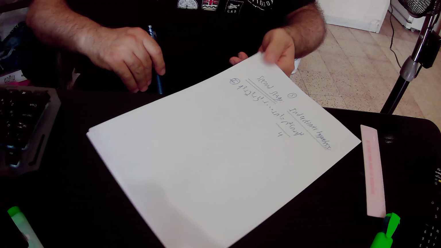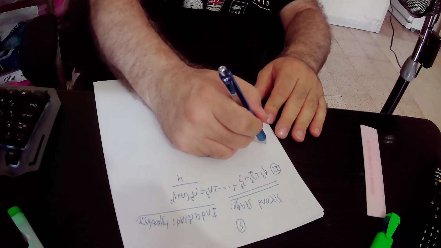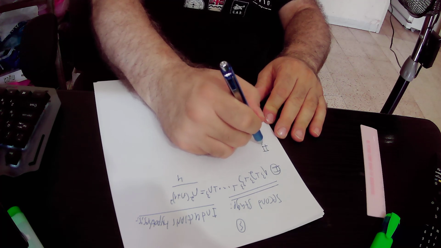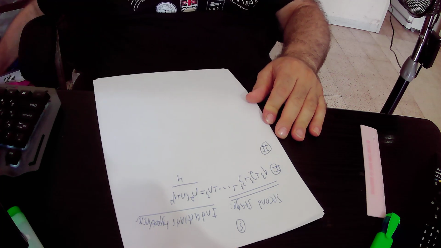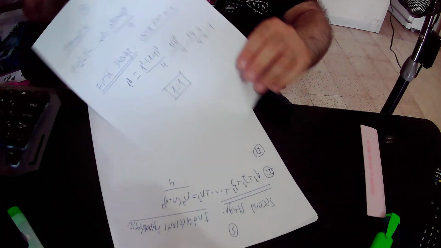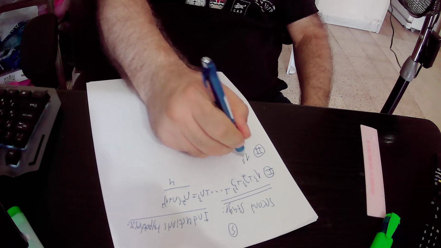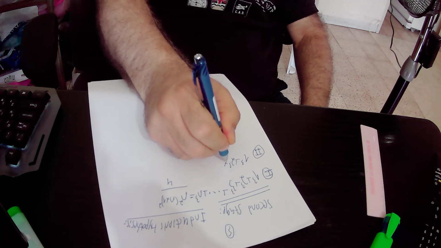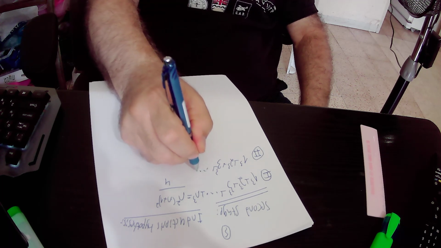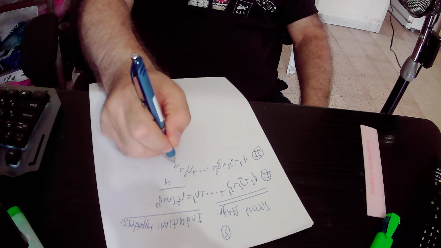And as we rely on this assumption, we will prove that the statement for n plus 1, or the expression for n plus 1, is also true. So the expression for n plus 1 will be simply 1 to the power of 3 plus 2 to the power of 3 plus 3 to the power of 3 plus n to the power of 3 plus n plus 1 to the power of 3.